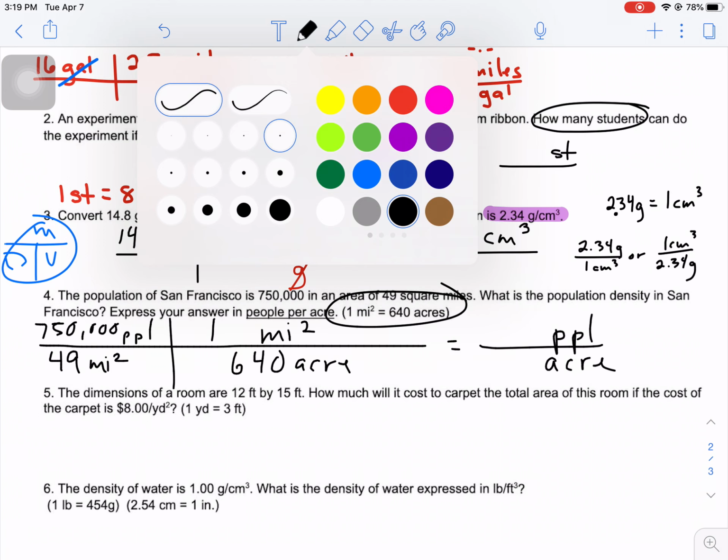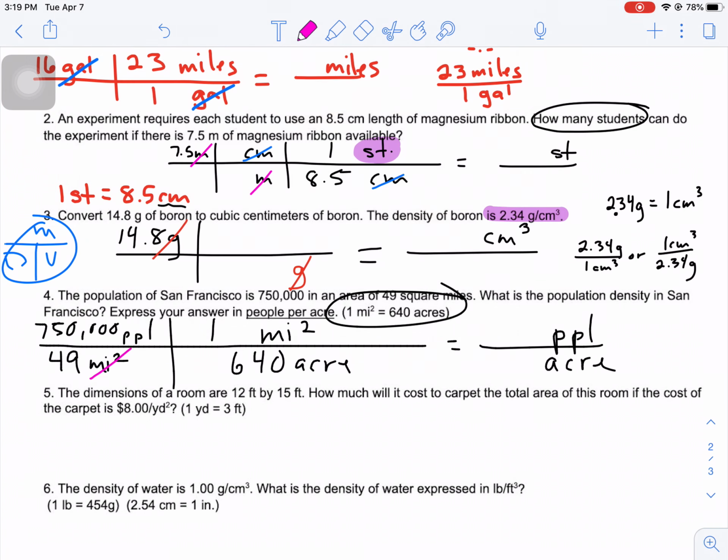So always like to show unit cancellation. Miles squared cancels out miles squared. So basically you're going to multiply the numbers on top, and then you're going to go ahead and divide by the numbers on the bottom. People will remain on top, acres will remain on bottom, and you guys can figure that out.